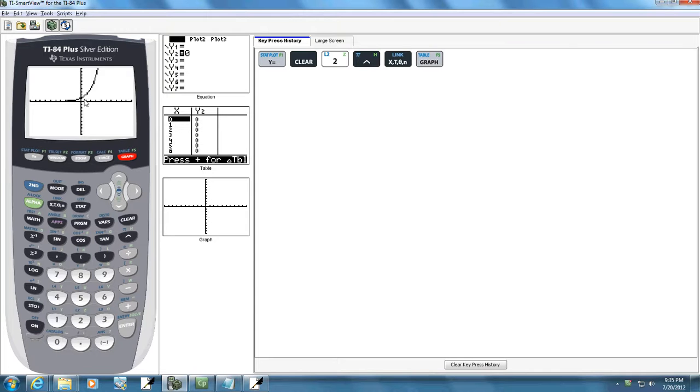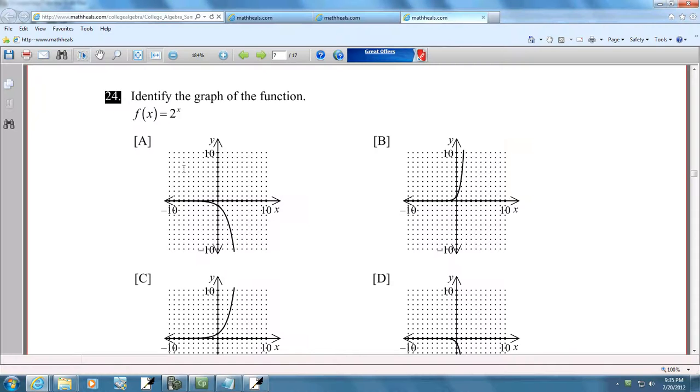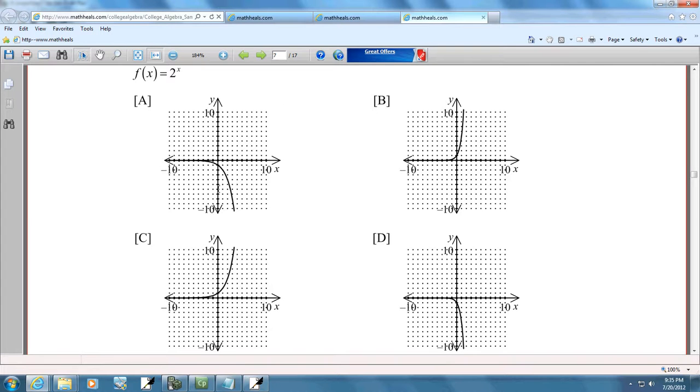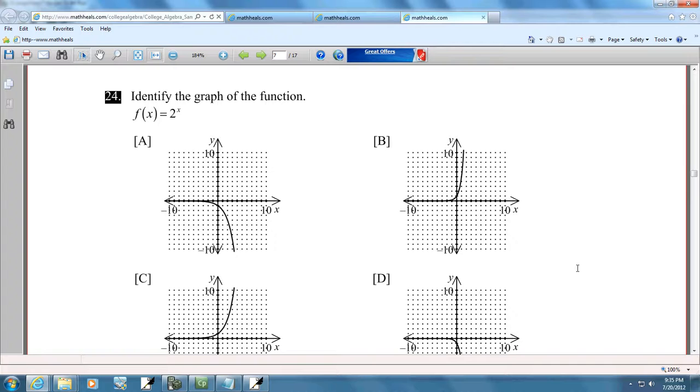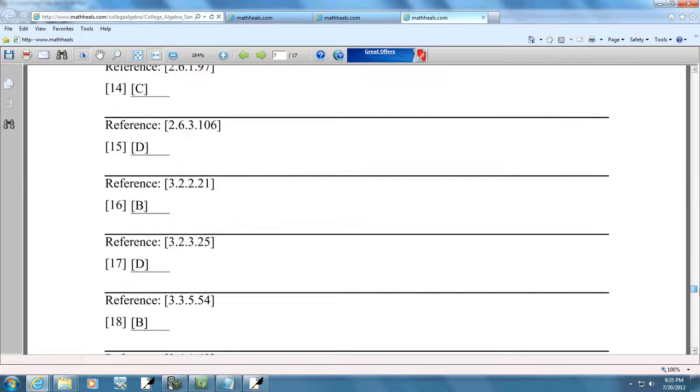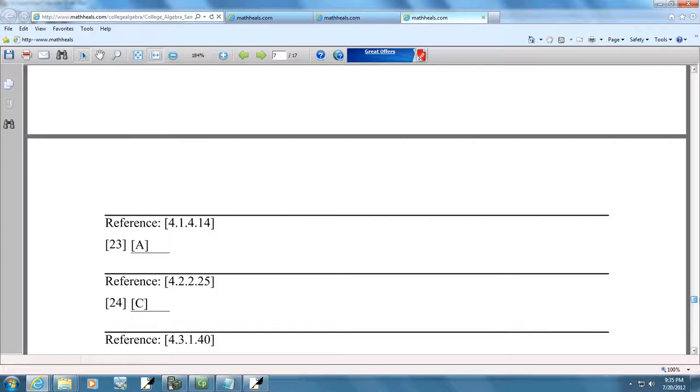Looks like it passes through 1. So I'll come over here. There's two possibilities. Looks like B and C kind of look like that, and they both pass through 1. But this one's a little further out, so it looks like it's C. So it'd be 24C. And that'd be our answer.